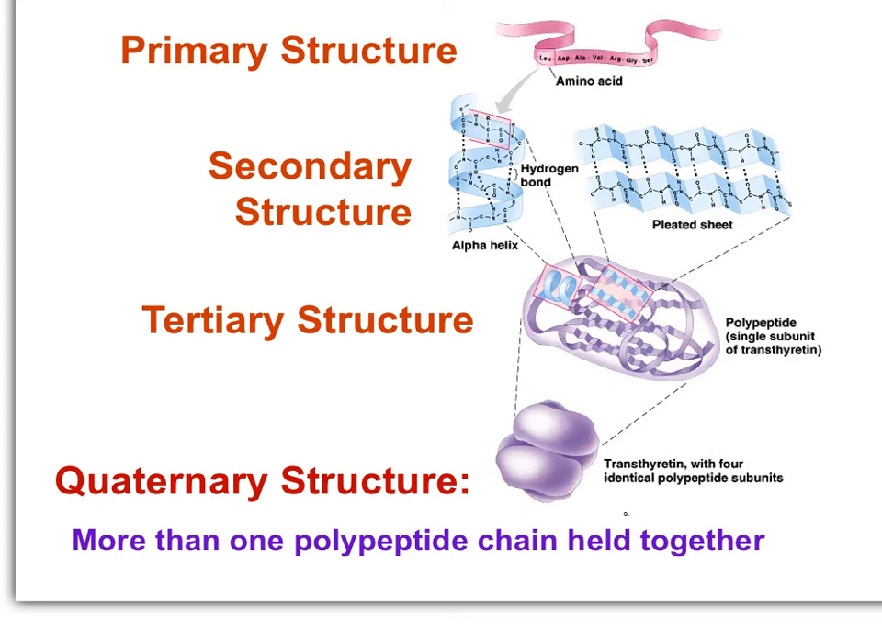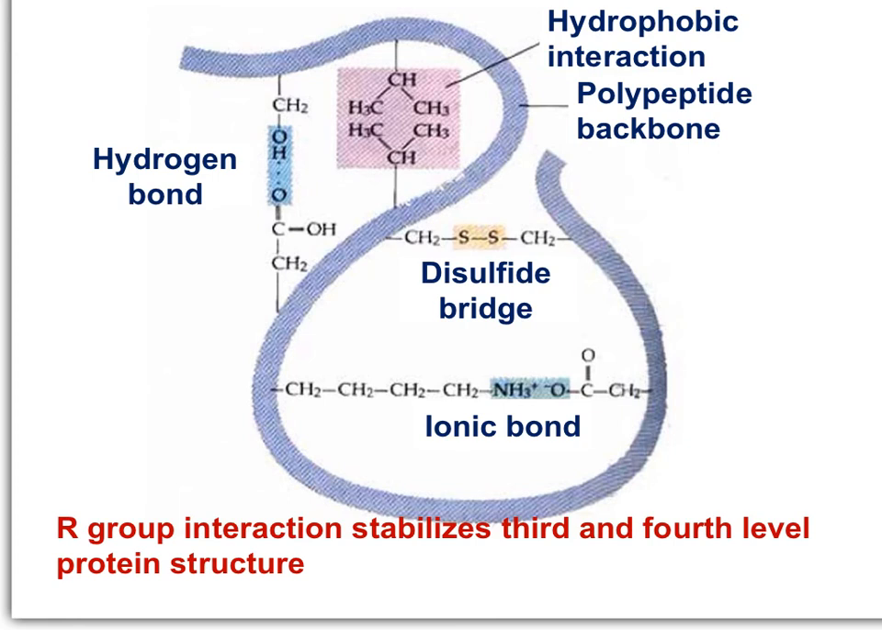Here's a nice diagram to study because it shows the 4 forces that hold the tertiary structure of a polypeptide. You can see the hydrogen bond here formed by 2 polar R groups. You can see hydrophobic interactions here formed by 2 nonpolar R groups. Here is an ionic attraction formed by 2 oppositely charged R groups. And R groups with sulfur will form disulfide bridges, actual covalent bonds.